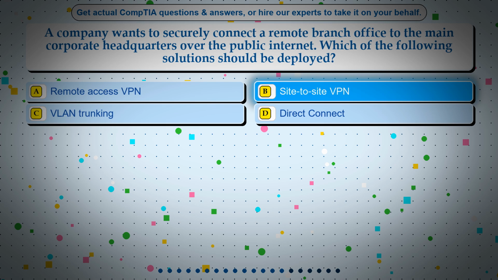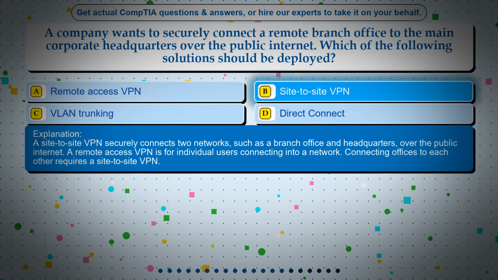Site-to-Site VPN. A site-to-site VPN securely connects two networks, such as a branch office and headquarters, over the public internet. A remote access VPN is for individual users connecting into a network. Connecting offices to each other requires a site-to-site VPN.